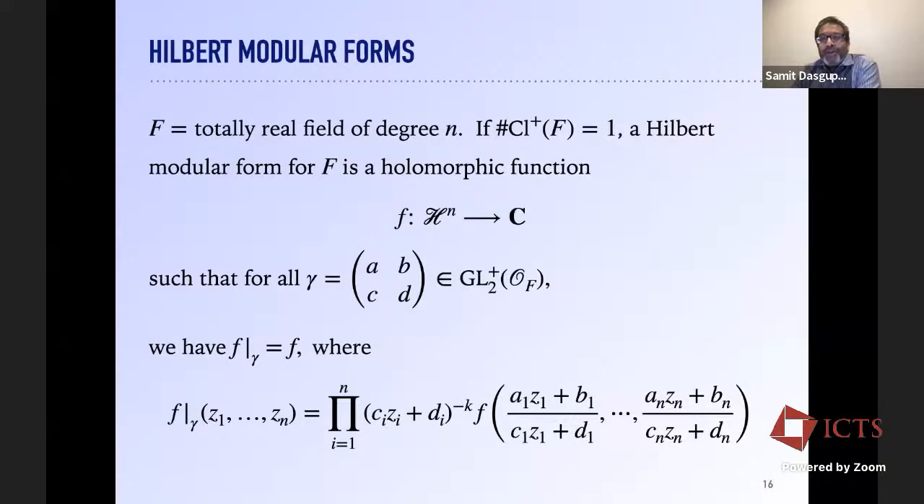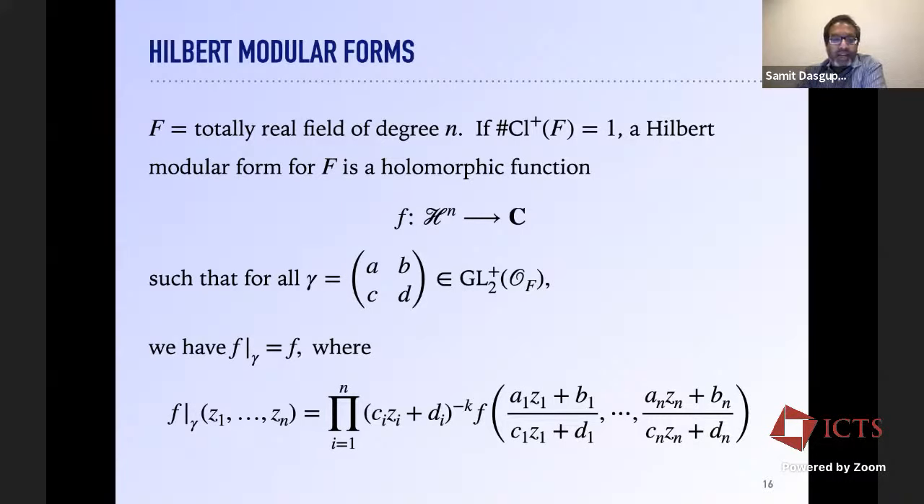So the proper way to do everything is adelically, but I'm going to describe them in a much more down-to-earth classical way. If I have a totally real field F of degree n, and its narrow class number happens to be 1, then I can say very simply what a Hilbert modular form is. It's a holomorphic function on n copies of the upper half plane that satisfies a transformation law with respect to the group GL2 plus of O_F. And this is just the usual automorphy property.